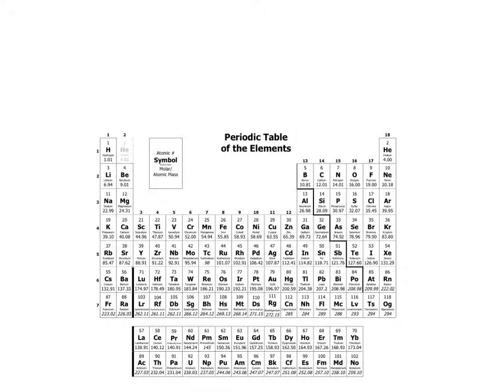Alright, so now we're going to look at electron configurations for ions. So remember, an ion is just something that has a charge. So for example, O2 minus is an ion. So if we were to write the electron configuration for just plain old oxygen, remember it would be 1s2, 2s2, 2p4. That's regular oxygen.